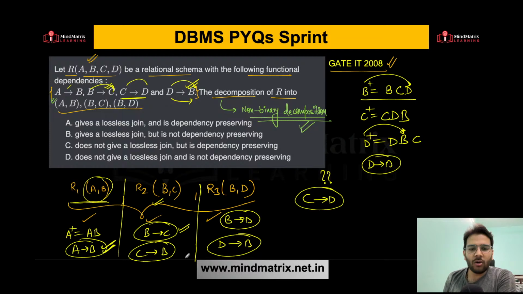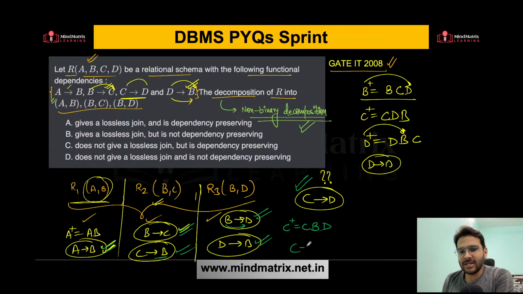We consider all the functional dependencies together and then we try to find out whether C determines D is preserved or not. So if I find a C closure, let's consider all the functional dependencies. Then find the closure. So C can determine B. Yes. C can determine B. B can determine D also. So can I say C determines D as well?